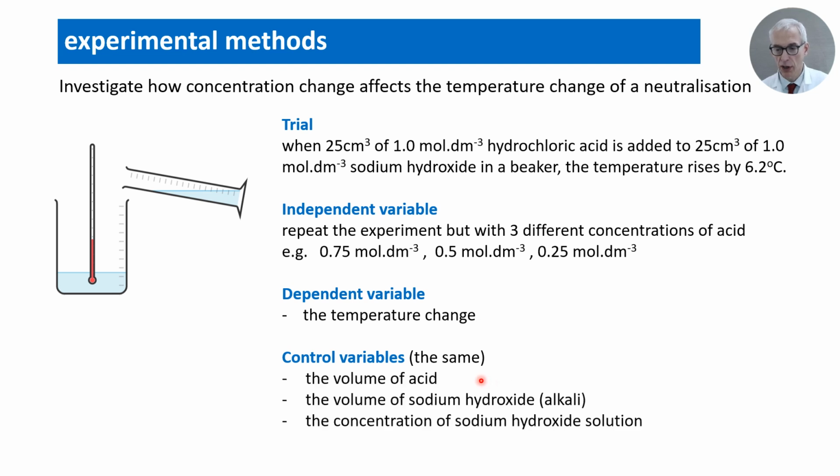Well, the volume of acid would need to be kept the same. The volume of sodium hydroxide would be the same. And of course, the concentration of the sodium hydroxide would be the same. You're only changing one variable. The independent variable, in this case, the concentration of acid.